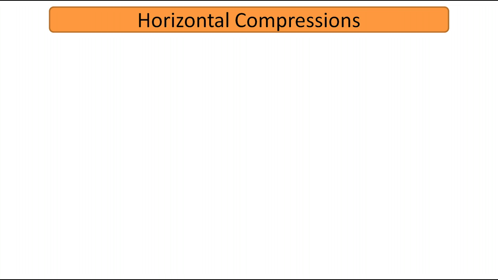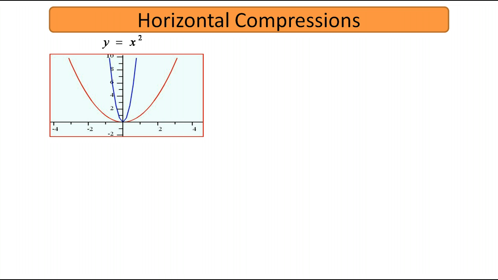Let's take a look at some horizontal compressions. If you have the normal parent function y equals x squared in red, and you horizontally compress that, means you push in from each side, that's going to make your function skinnier, and that's the blue one. So the red one moves to the blue one and becomes skinnier. That's a horizontal compression for a parabola.